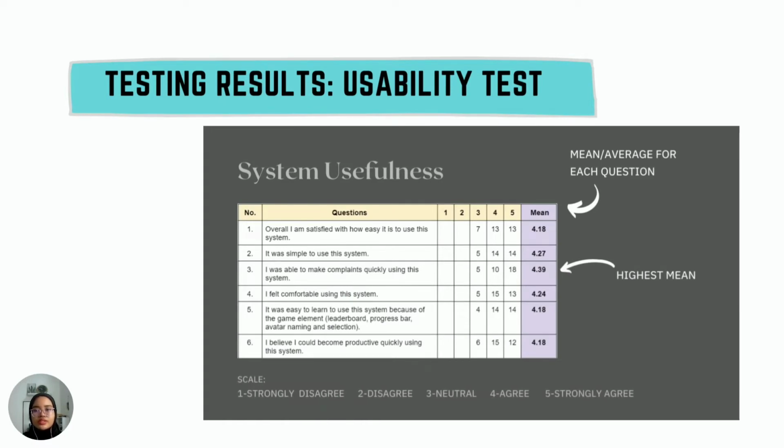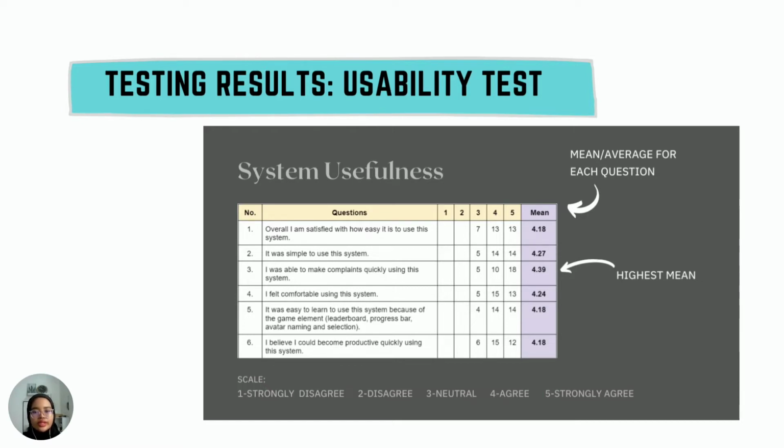So the first one is the system usefulness. In this section, it asks about how useful the system is to the user. As you can see on the right side of the table, which is the mean column, this mean score is calculated for each question, and the scale used for this testing, as stated at the bottom of the page, is where number 1 is strongly disagree, number 2 is disagree, 3 neutral, 4 agree, and 5 strongly agree.